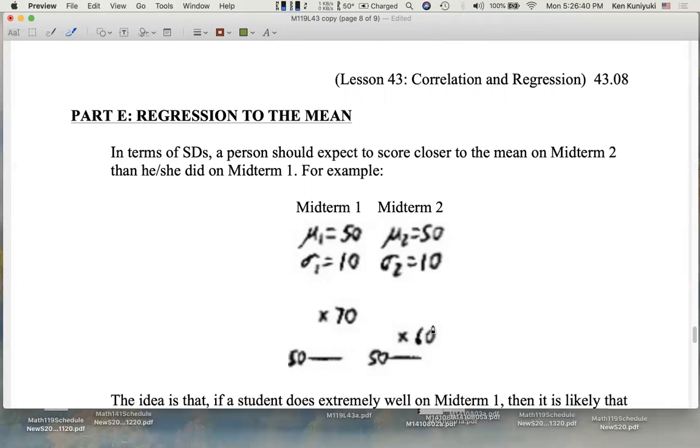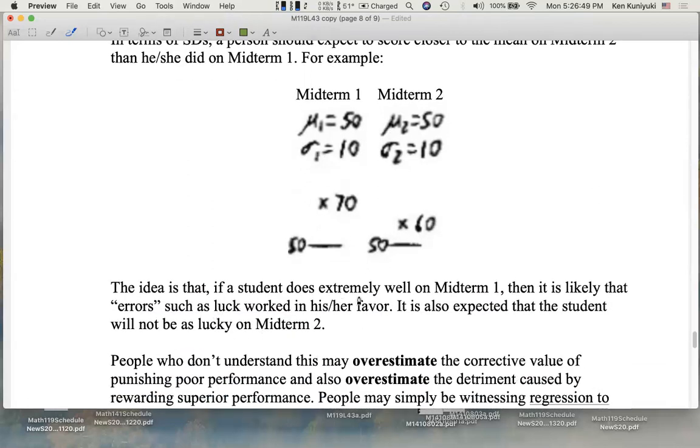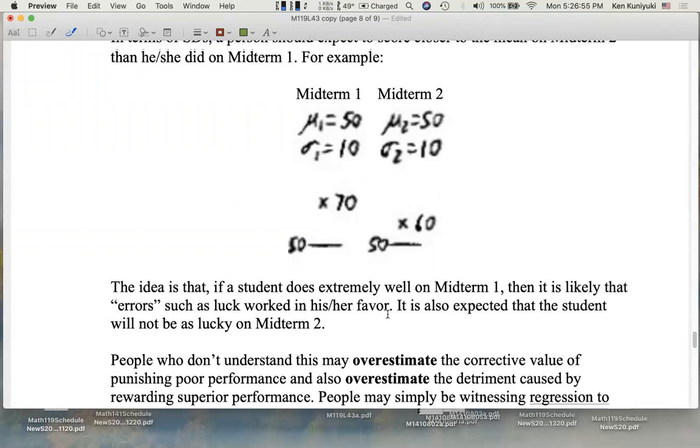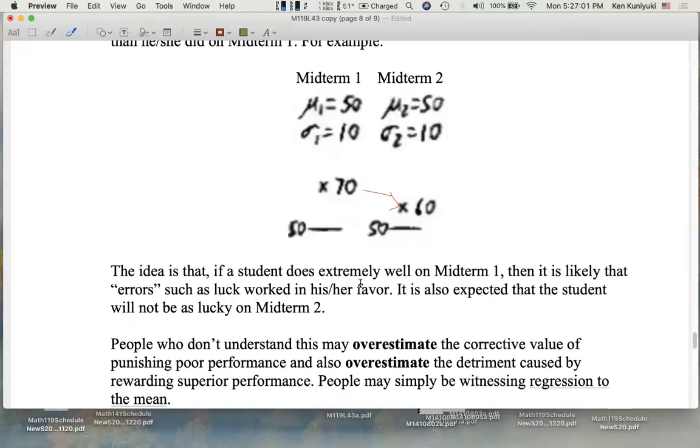But then on the next test, you score 60 points. And you go, oh my gosh, what went wrong? Actually, that's expected. The idea is that if a student does extremely well in midterm 1, then it is likely that errors such as luck worked in their favor. But it's also expected that the student will not be as lucky on midterm 2. So this here, that's expected. Don't be so hard on yourself.